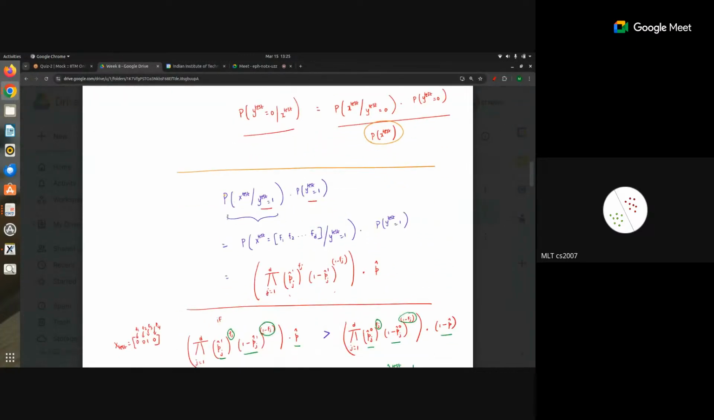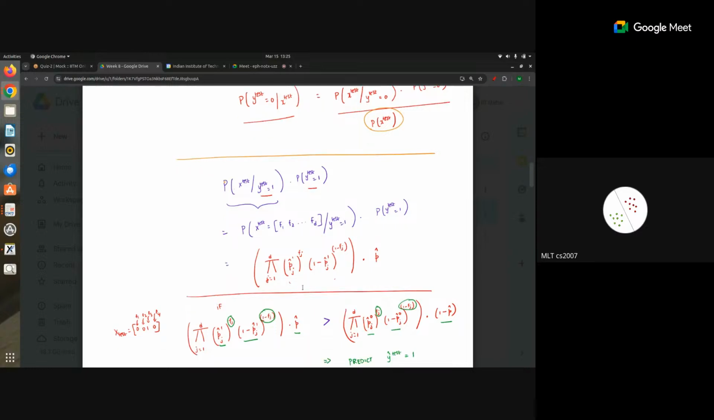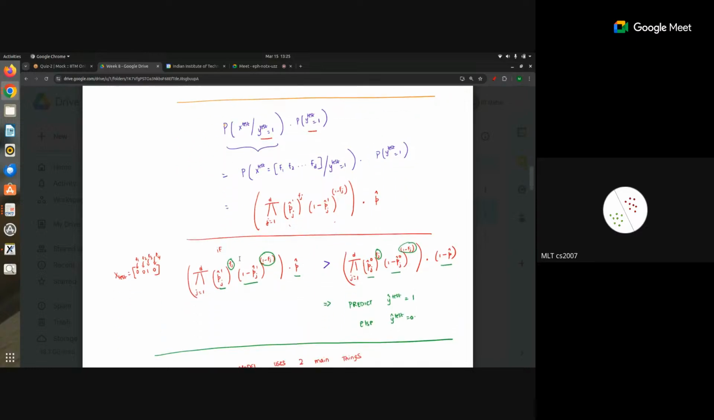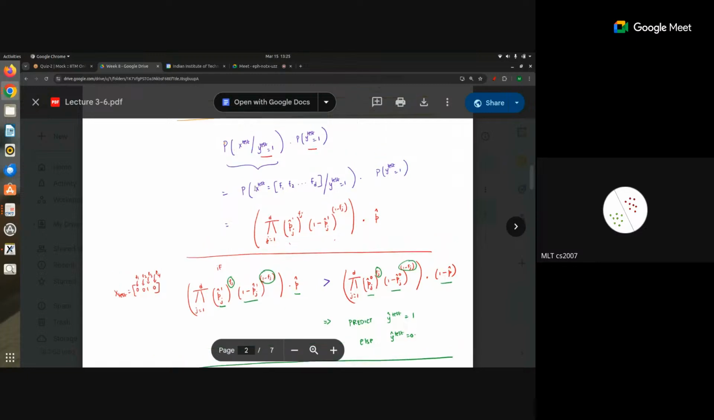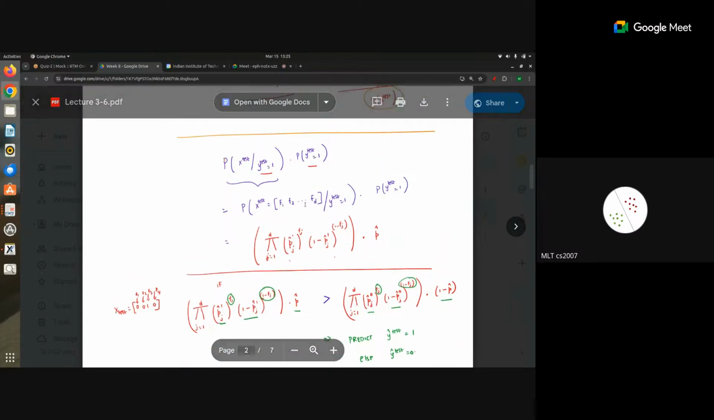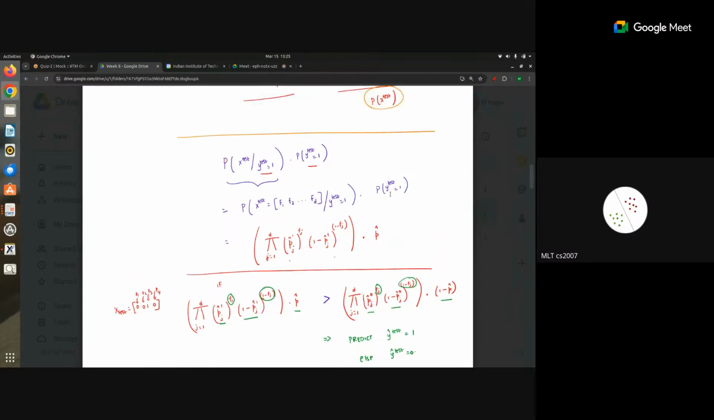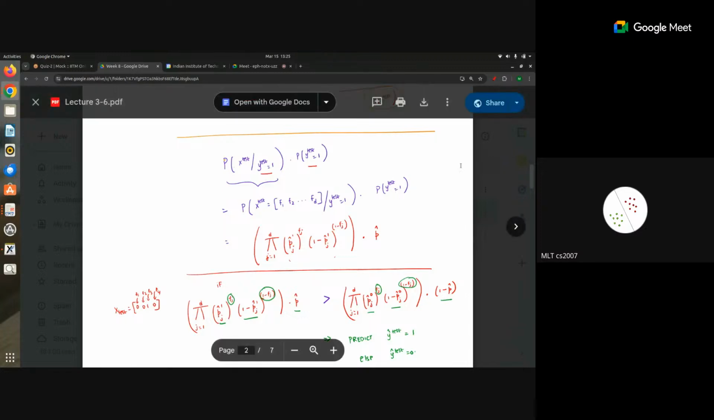How do we find out these probabilities? They will be found by using this. X test is all the feature values given y test equal to 1, into probability of y test equals to 1. For y test equal to 1, we already found out the parameter for this, right?